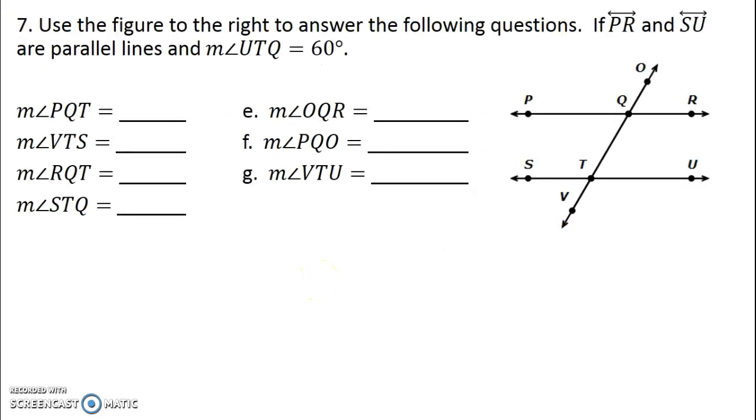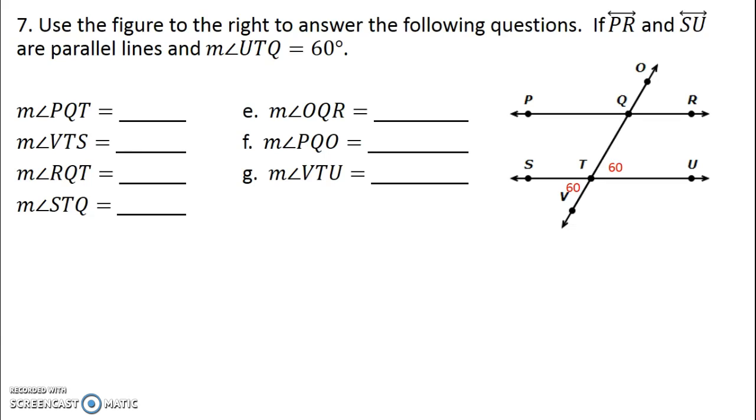For question 7, we have the picture. We are told that angle UTQ is 60 degrees. My advice for these problems is don't even look at the blanks. Go to the picture, fill it all out first, especially when we give you names with 3 letters like that. It will make your life so much easier. So what I'm first going to do is fill out the whole picture.